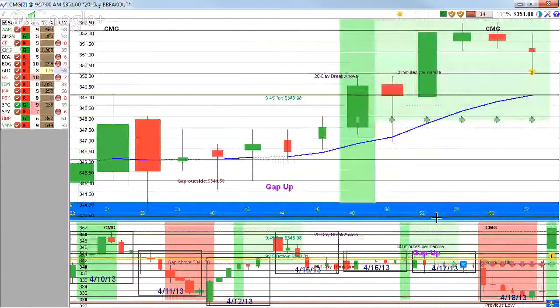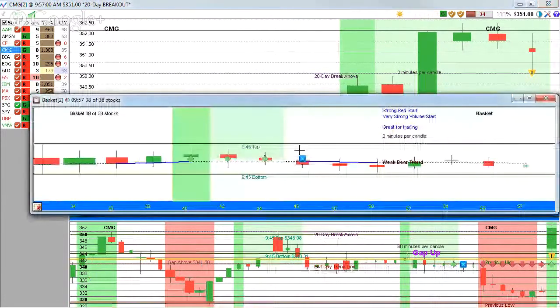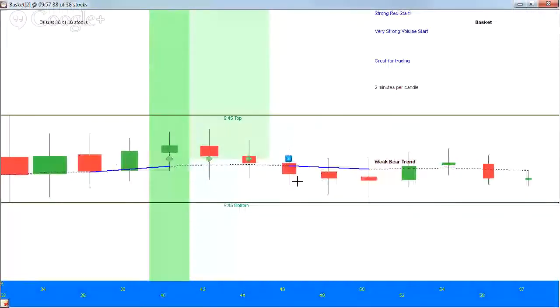And you go, well, the whole market was moving up. No, this market was a mixed bag, and that's the point. This is the basket, we call it. It's got 38 stocks in it. So you can see that some stocks are up, some are down. It's really not doing anything. But it's got very strong volume, so it's great for trading. And it tells you all that stuff.